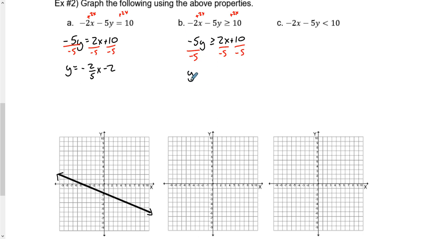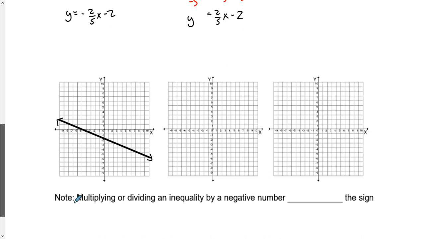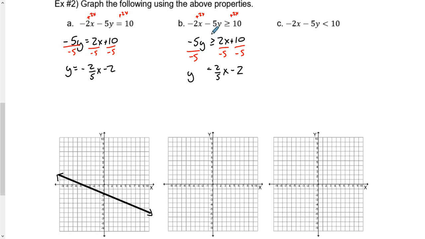And one thing has to happen. As we discussed in grade 9, there's something that has to happen to this inequality symbol. Whenever you multiply or divide an inequality by a negative number, you have to switch the sign. Which means if this is a greater than or equal to symbol, it's going to switch to the other direction: less than or equal to.